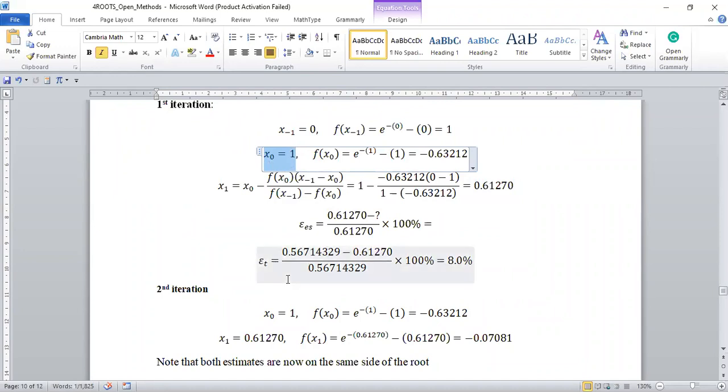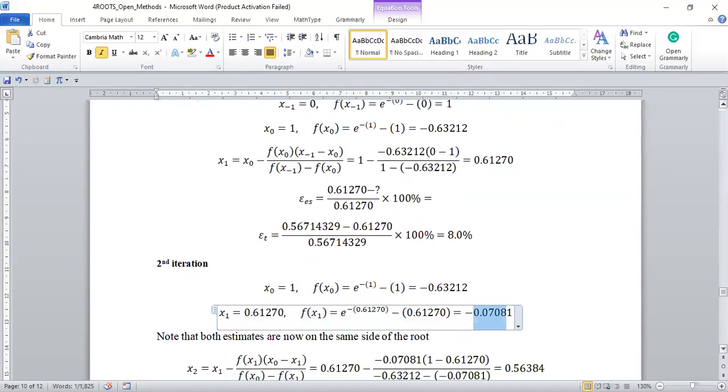So for the next iteration, it is x0 and x1. x0, you're given in the question. Then x1 is what you calculated here. So you evaluate the function at x0, then you evaluate the function at x1. Then you arrive at this.